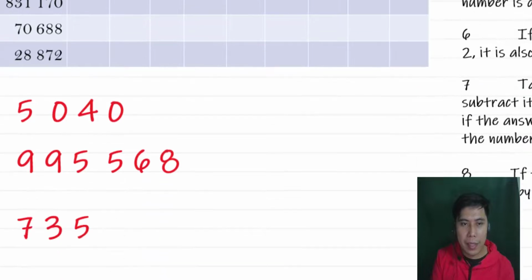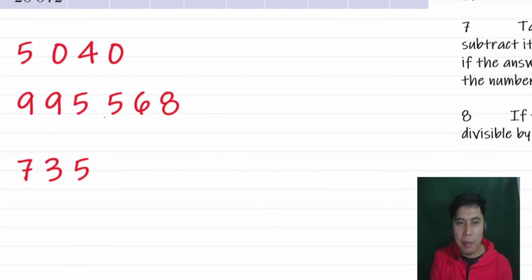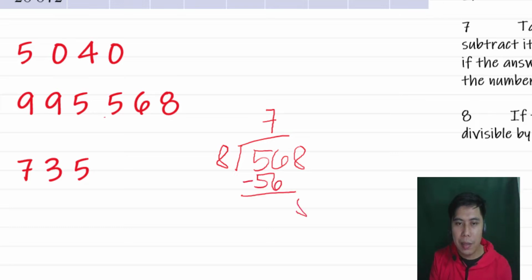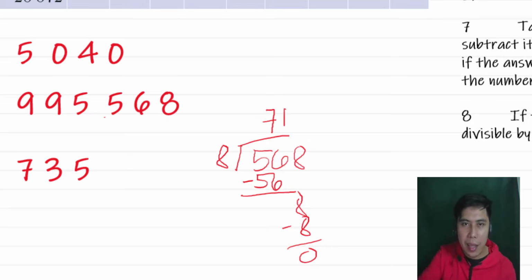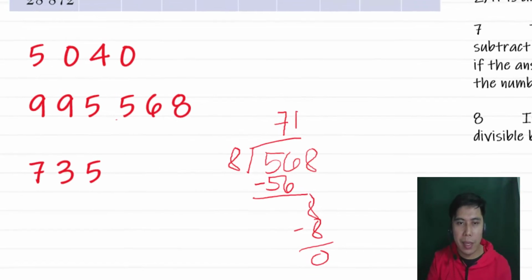Okay, how about the second number? 995,568. Its last 3 digits are 568. And let's see if the last 3 digits are divisible by 8. We have to do a little division. We get 7, that is 56. We get 1, and that is 8. And we don't get any remainder. So since the last 3 digits form a number that is divisible by 8, then we can say that the second example is actually divisible by 8.